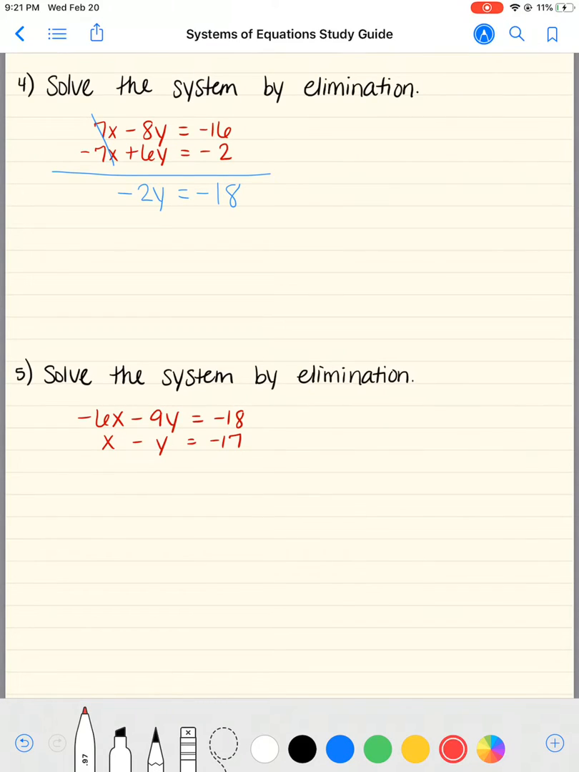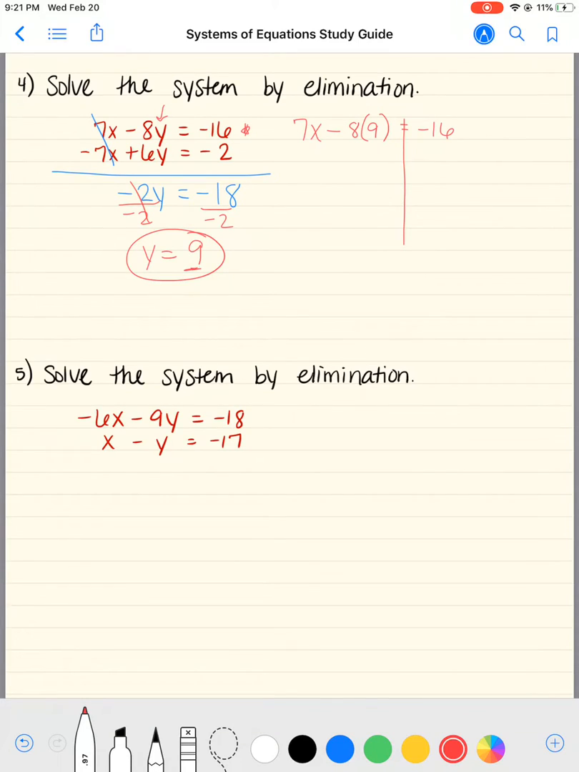And then all we need to do is divide by negative 2 on each side. So y is going to equal a positive 9 because the two negatives make a positive. But then we still need to find x. So we have two pretty similar equations up above that we started with. So let's say we use the top one. So I'm going to plug this 9 in for y right there. So I have 7x minus 8, but instead of the y, I'm going to put the 9, equals negative 16.